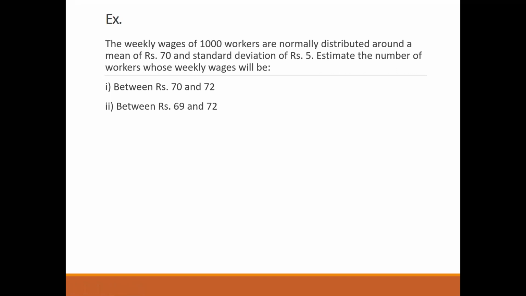Okay, what will be the answer for the second one? Now for Z1, I'll get minus 0.2. Now for finding the probability, it is lying in the negative half and it is also covering the positive half. So some part of the positive zone and some part of the negative zone.